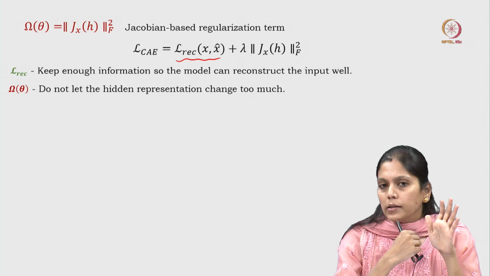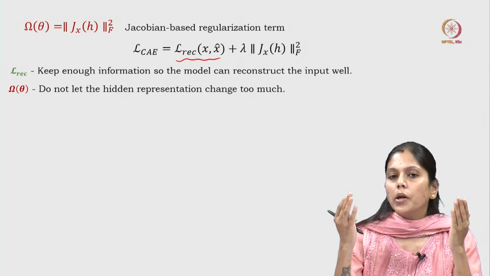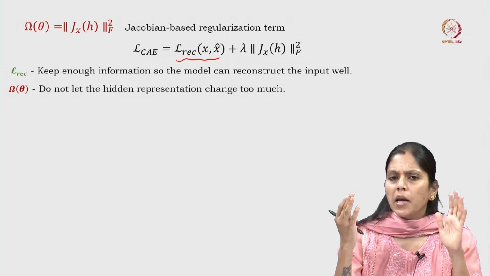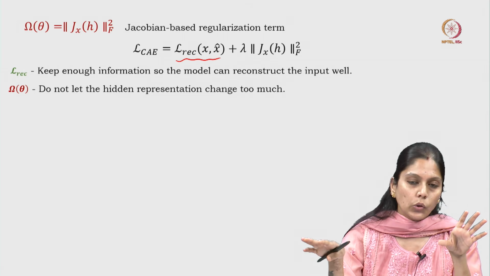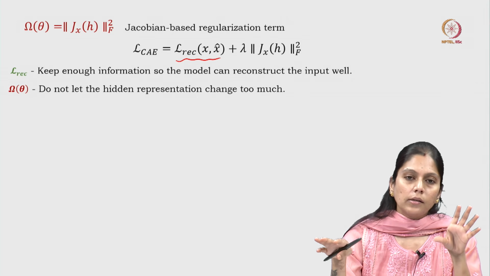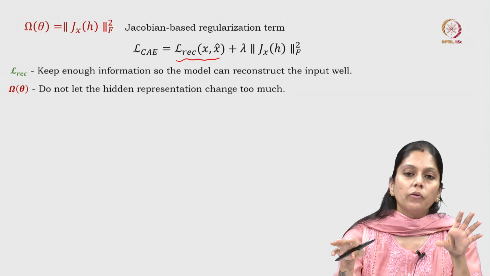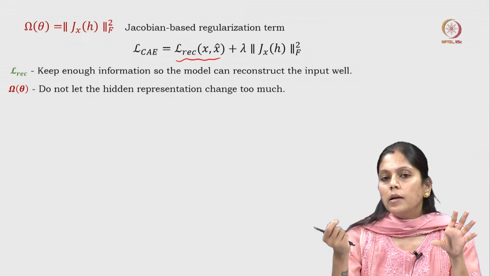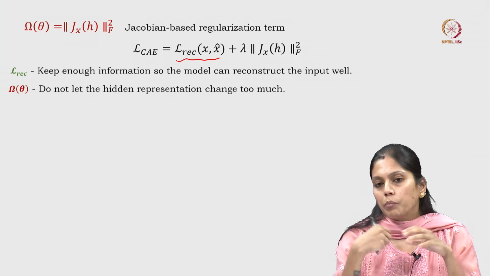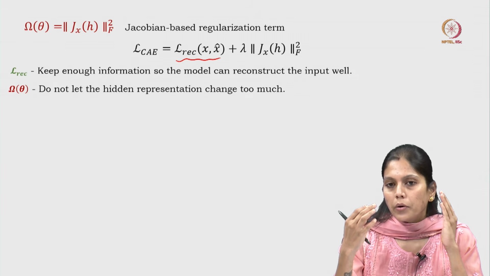If that is the case, are these not two contradictory objectives? One is saying keep as much information as possible so that the reconstruction is good. The second term is saying don't keep so much information, don't react to every small change. If you don't react, then how is reconstruction possible? So, is it not contradictory?